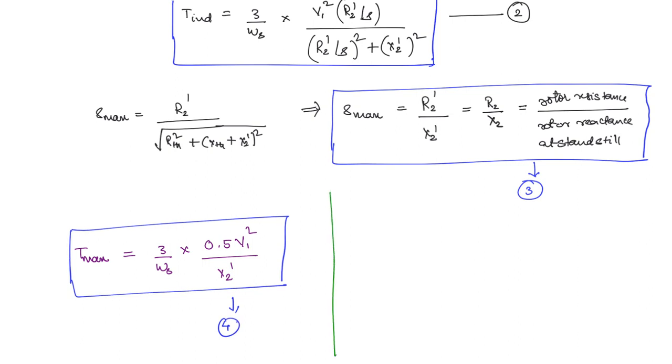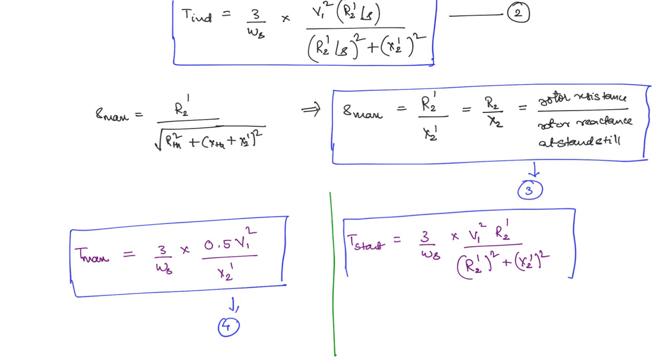And starting torque also you can write. T starting torque is nothing but when S is equal to 1. So, if you substitute S equal to 1 in equation 2, then you are going to get 3 by omega S into V1 square R2 dash divided by R2 dash whole square plus X2 dash whole square. Okay. So, these are the various approximations, various values you will get once you do this approximation of neglecting the stator impedance. Now, we can do some further approximations as well.